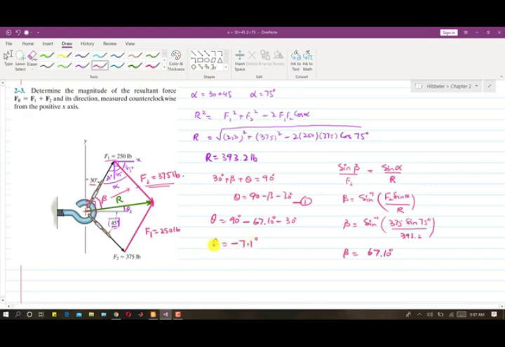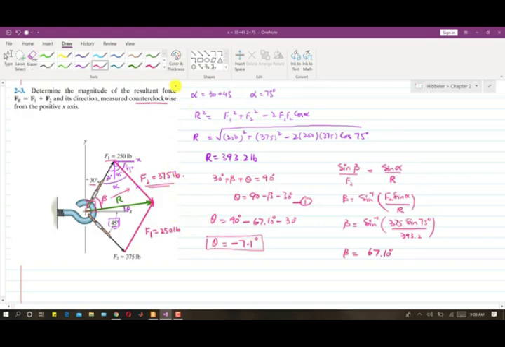So this angle is with the positive x-axis, right? But this is in the clockwise direction, right? So we are asked to determine the angle with the positive x-axis in the counterclockwise direction. And since this angle is minus 7.1, so as this diagram was not drawn according to the scale, this means that the actual resultant is making minus 7.1 degrees, right? So what is meant by this?